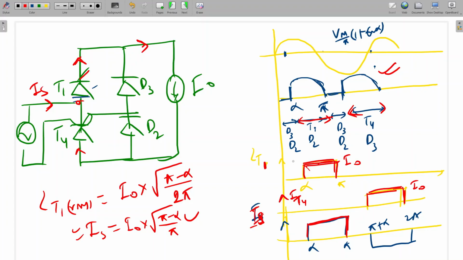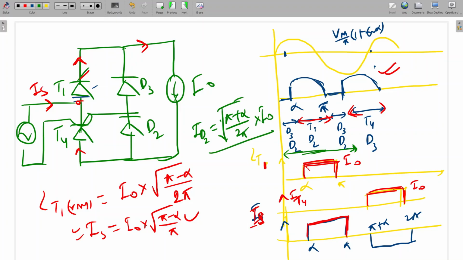And what will be the diode current? Let's say I am looking at the D2 current. We can see that D2 is conducting from 0 to pi plus alpha. So diode D2 is conducting for pi plus alpha. So D2 RMS will be root of pi plus alpha divided by 2 pi, into I0.